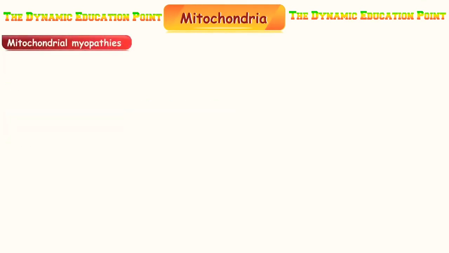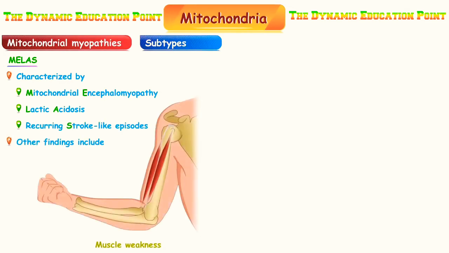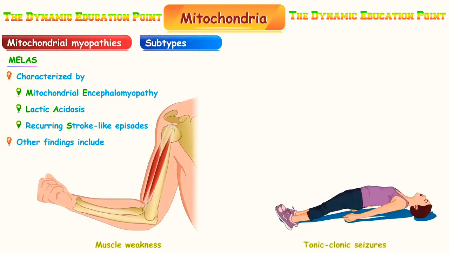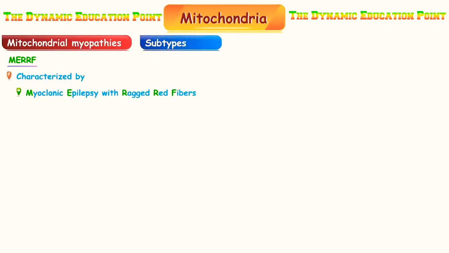Now let's discuss some subtypes of mitochondrial myopathies. The first is MELAS. It is characterized by mitochondrial encephalomyopathy, lactic acidosis, and recurring stroke-like episodes. Other findings include muscle weakness and tonic-clonic seizures. The next subtype is MERRF. This is characterized by myoclonic epilepsy with ragged red fibers.